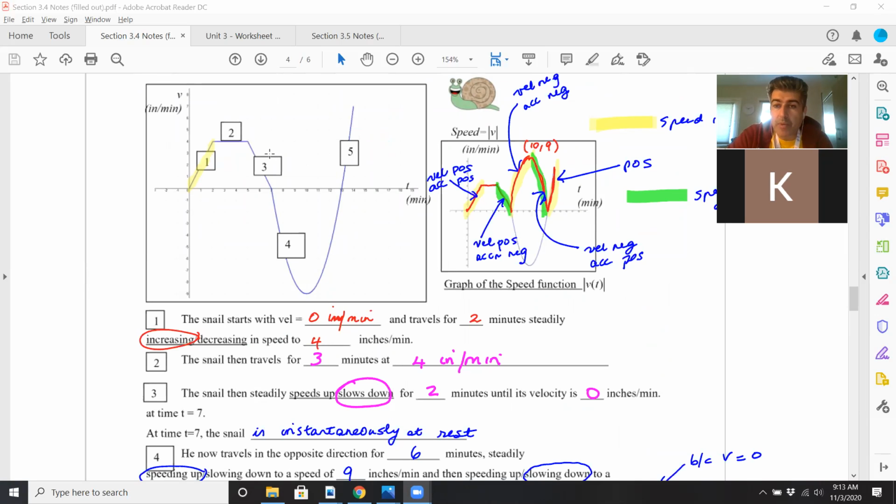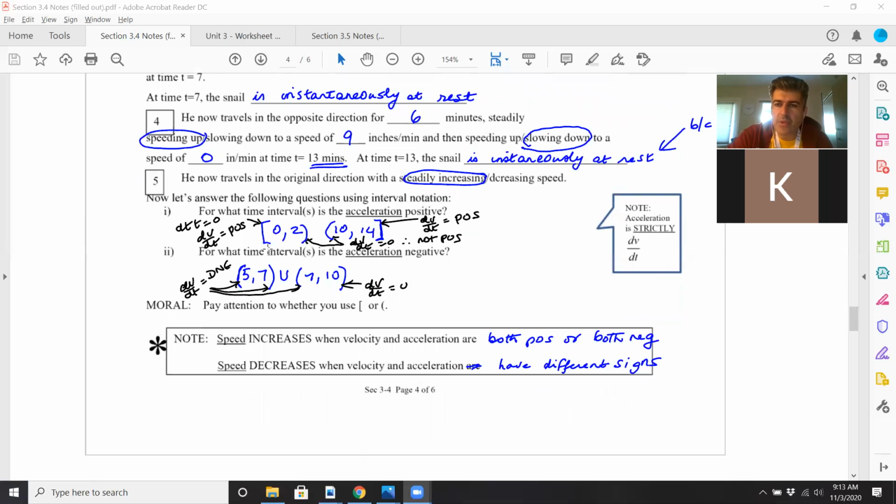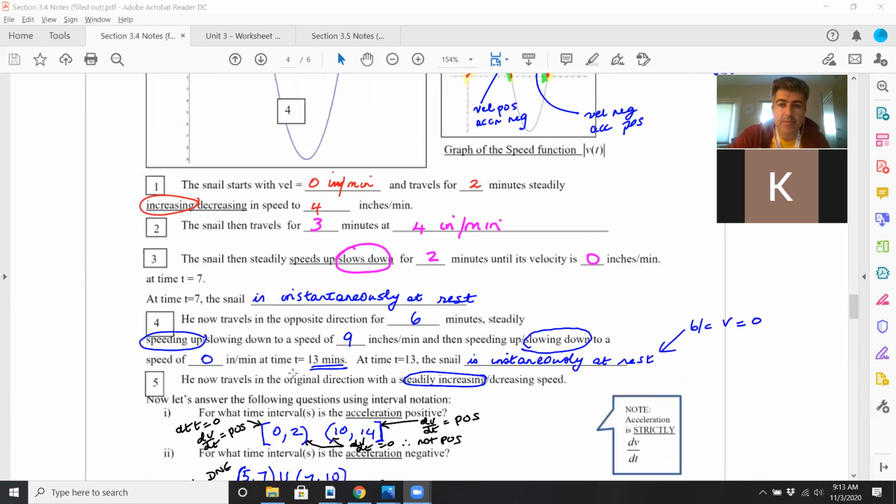But in interval 3, you're slowing down. Your velocity is positive, of course, since you're above the x-axis in the velocity graph, but your tangent line is negative. So whenever velocity and acceleration have opposite signs, you think of them as working against each other, so now you're being slowed down. So you're slowing down when the velocity and acceleration are opposite signs. Very important distinctions we have to make here.